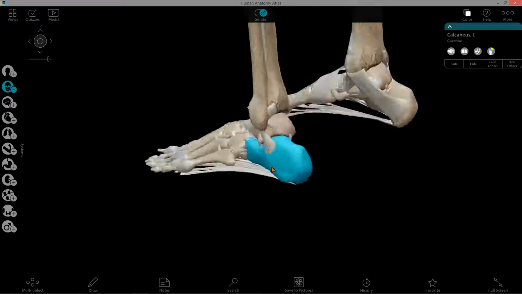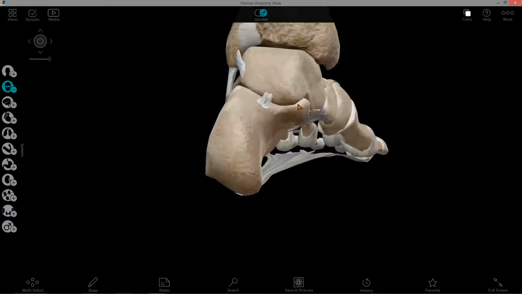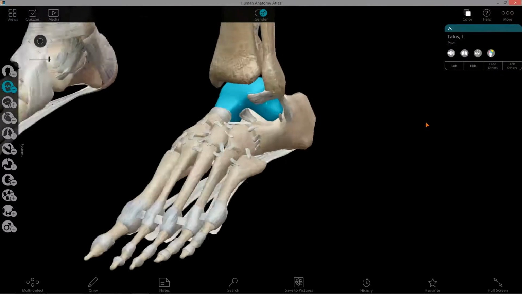Then if we rotate medially, there is something known as the sustentaculum tali, which is this bony prominence or outcropping on the medial aspect of the calcaneus. And it's the attachment point of something known as the plantar calcaneonavicular ligament, unsurprisingly extending from the calcaneus to the navicular bone, or for much shorter, it's also known as the spring ligament. And it essentially helps support the talus, which is just superior to it. Now, I'm going to rotate back around anteriorly.